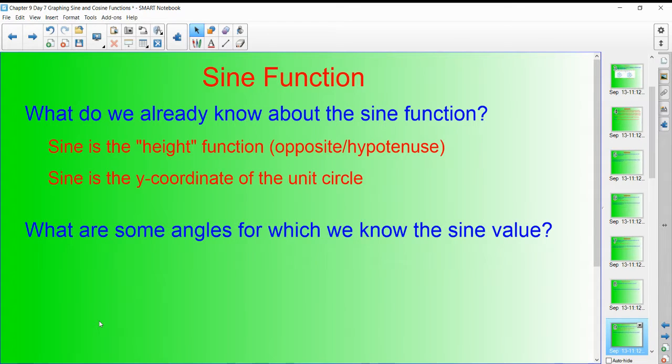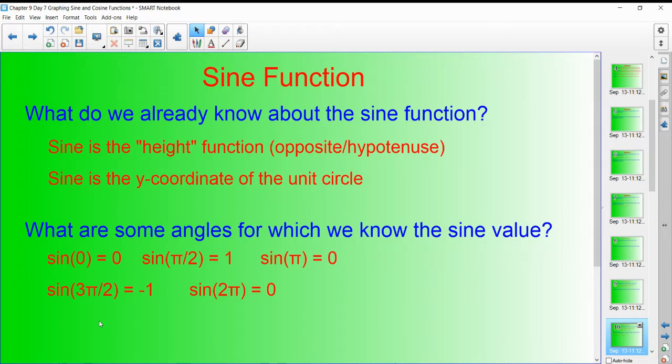Okay, so some ideas I've seen. Sine is the height function. It's the y-coordinate of the unit circle. It's the opposite over the hypotenuse. So if we can visualize the unit circle as we go around it, is the height increasing or is the height decreasing? Is the height positive or is the height negative?